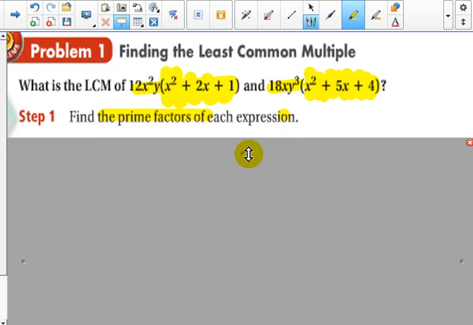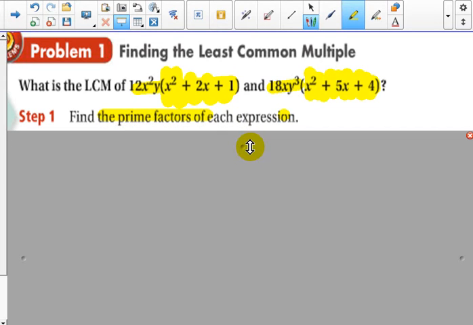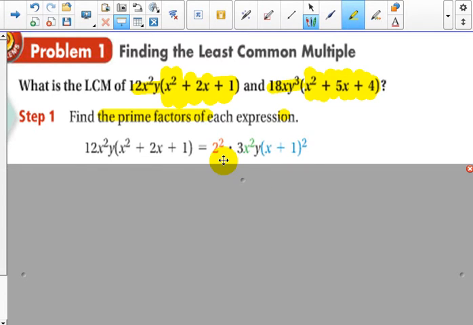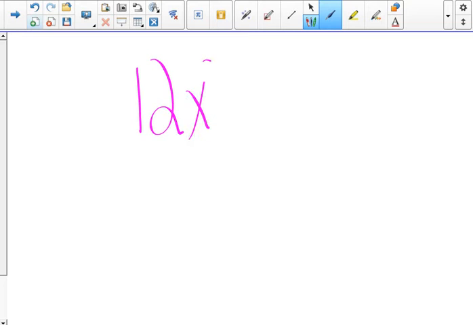Okay, so what we're going to do is factor these out all the way down to the simplest terms. Let's look at the first one. So we can rewrite 12x squared y. That portion of it, we can rewrite as, well, 12 is 4 times 3.